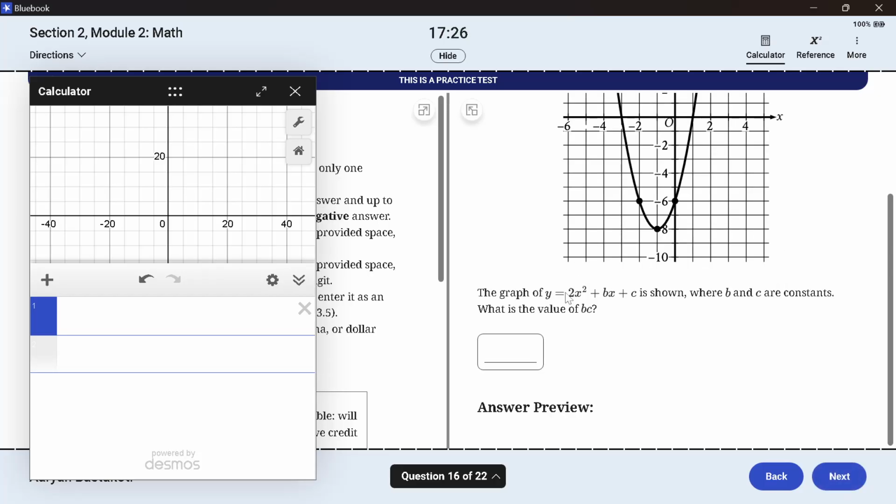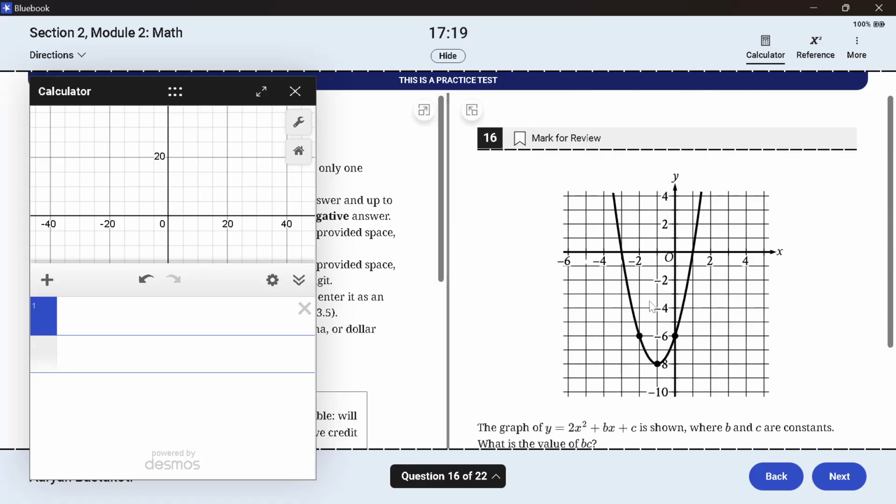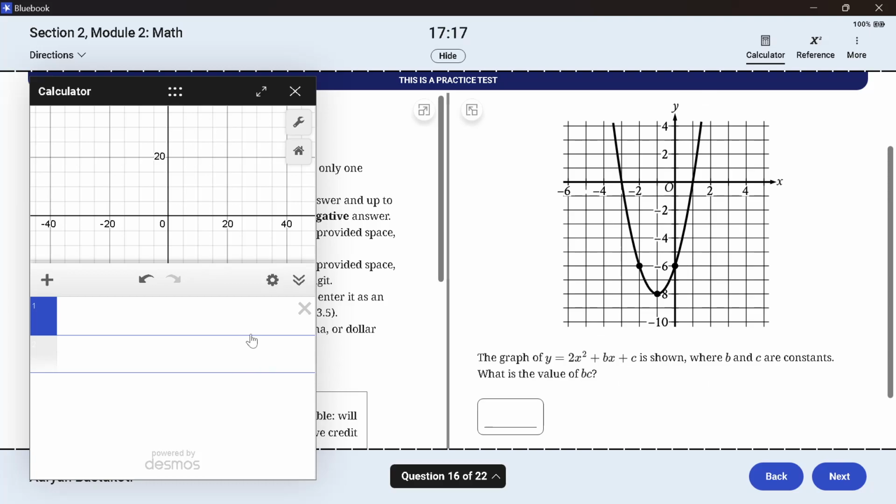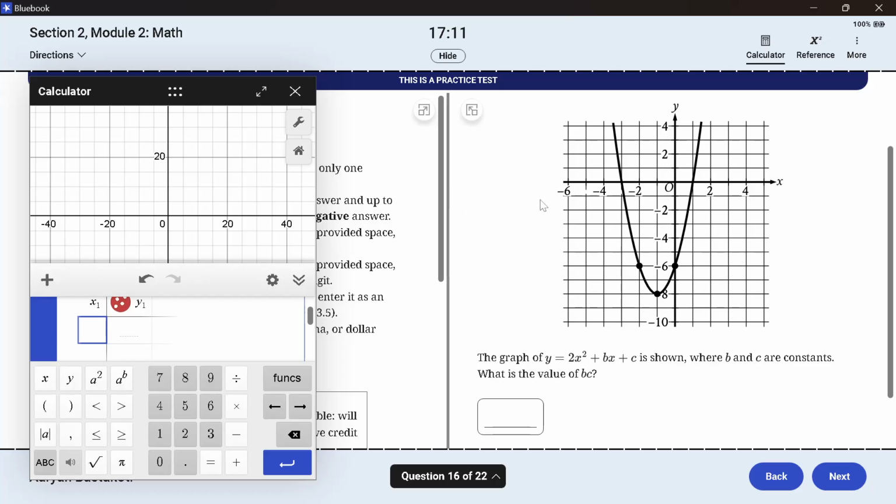The graph y is equal to 2x squared plus bx plus c is shown, where b and c are constants. What is the value of bc? Okay, in these kinds of questions, again, you could easily do it using Desmos. For example, bring a table here, find the coordinates -1 and -8, -2 and -6, and then 0 and -6 again.